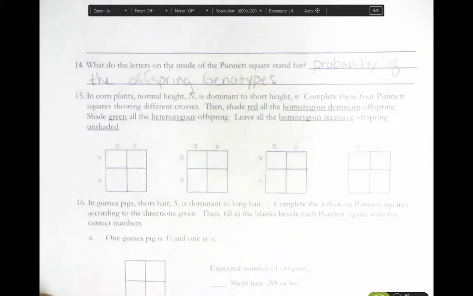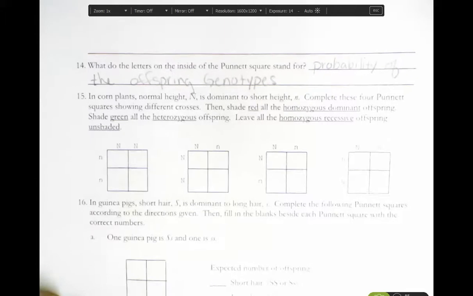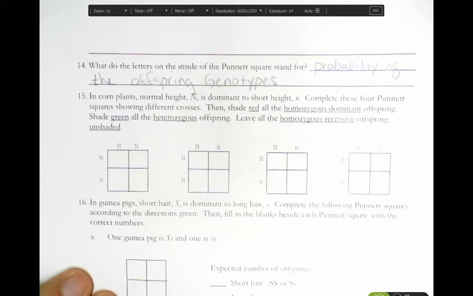All right, number 15 is an example. In corn plants, normal height, capital N, is dominant to short height, lowercase n. Complete these 4 Punnett squares using different crosses, then shade red all the homozygous dominant offspring. We don't need to shade red. What we'll do is we'll just shade them with our pencil. We'll shade them a different color each. And then it says shade green all the heterozygous offspring. What we'll do is we'll just circle our heterozygous offspring. And we're going to leave all the homozygous recessive offspring unshaded. So we'll shade and circle instead of using colored pencils.